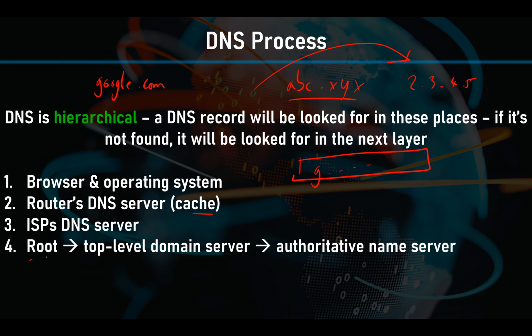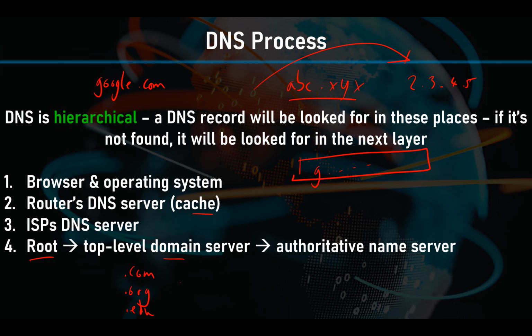The first one is going to be the root. The root server doesn't actually know any DNS records for anything. However, what it does know are the servers that handle the various TLDs, top level domains. So if you have .com, that's one top level domain. .org is going to be another, and .edu, education, another.